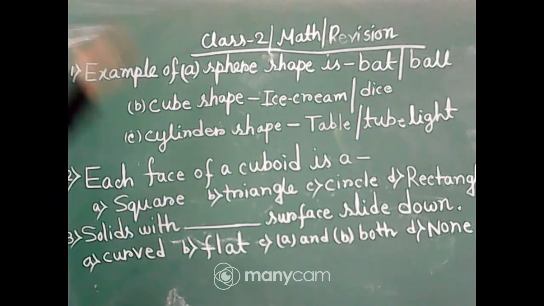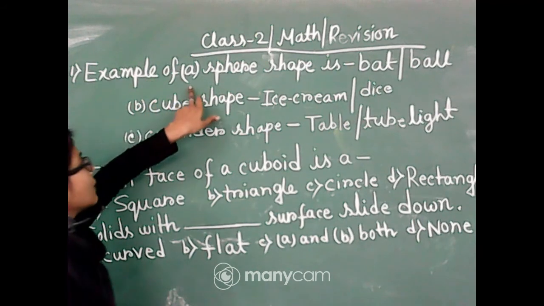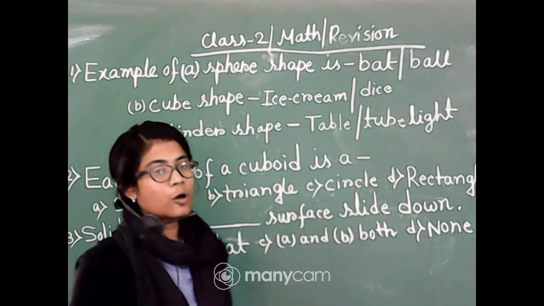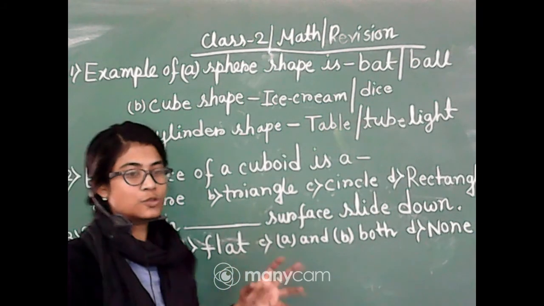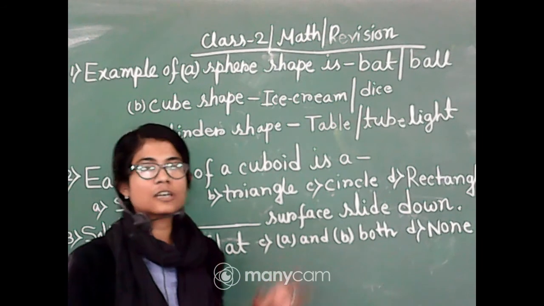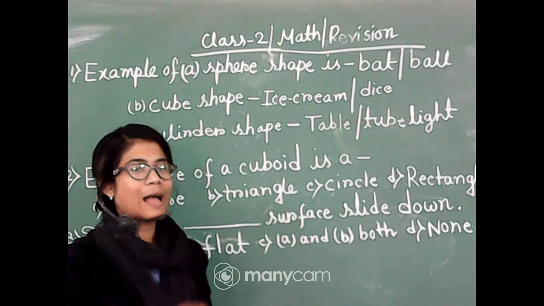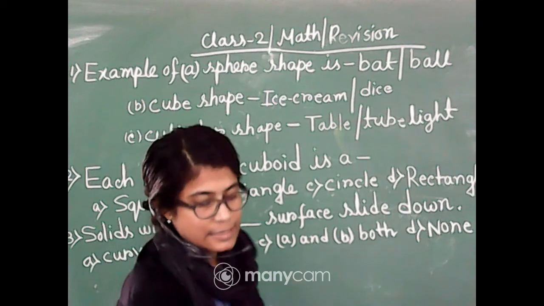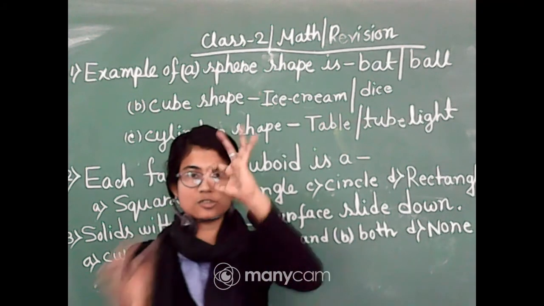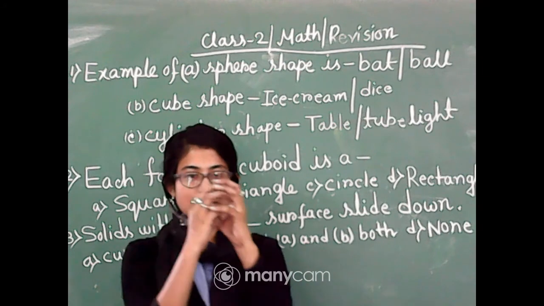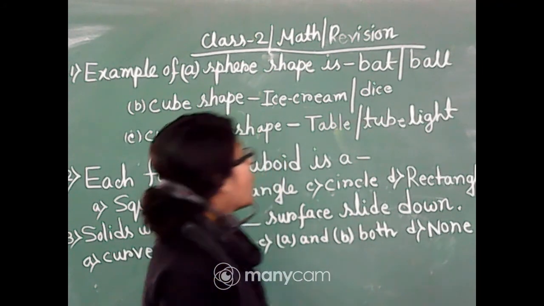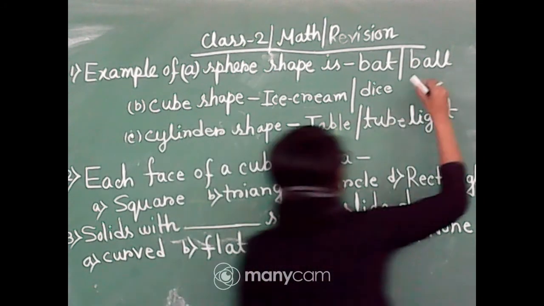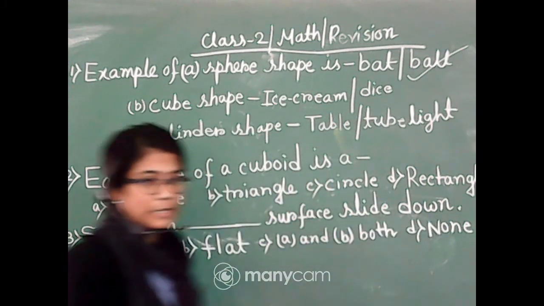Number A: example of sphere shape is bat or ball. So between bat and ball, which shape is just like the shape of a sphere? As we all know, a sphere looks like this, isn't it? It's not flat, not like this, it's totally like this, like a football. So obviously bat will not be, because a bat is a long thing. So here we will choose the option ball.